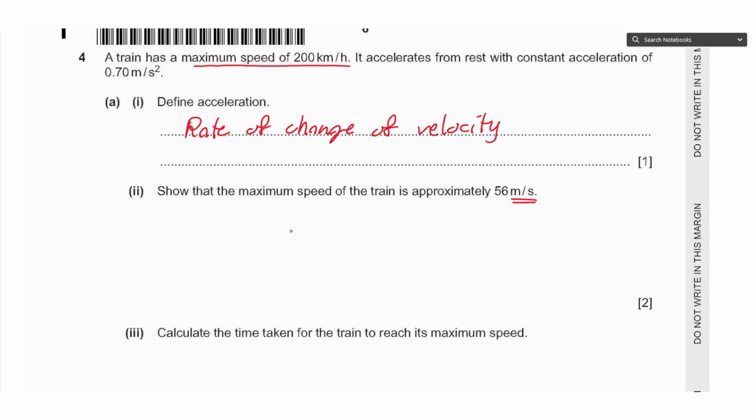So speed equals distance over time. 200 kilometers means 200 thousand meters, so we multiply by 10 to the power of 3, and then divide by the time, which is 1 hour. Converting it to seconds, we multiply by 60 minutes and 60 seconds. That gives an answer of 55.5 recurring, which is approximately 56 meters per second.